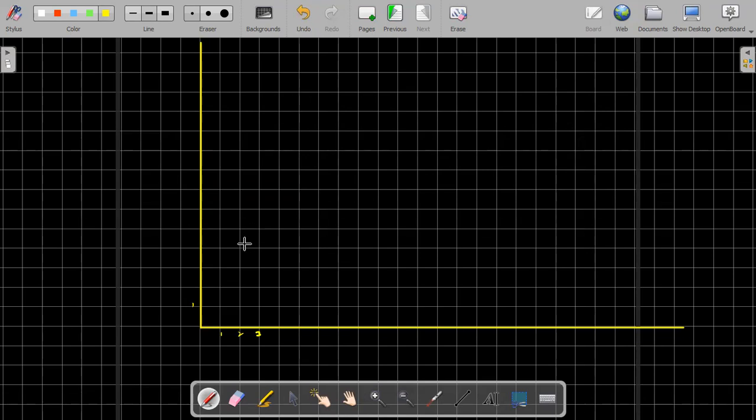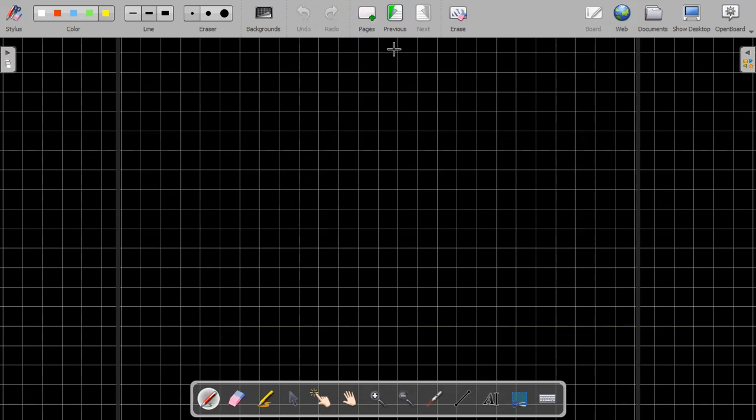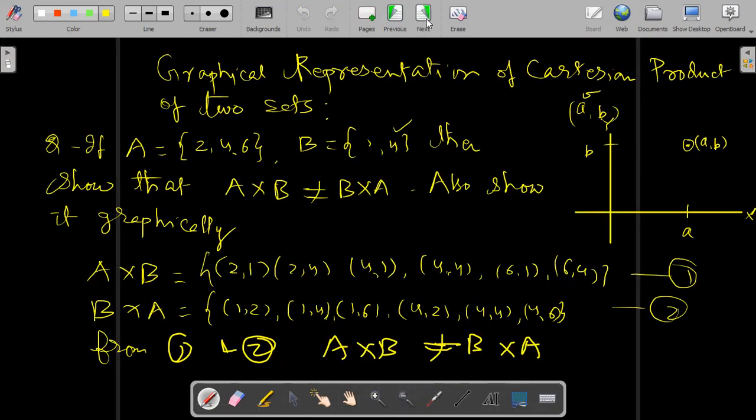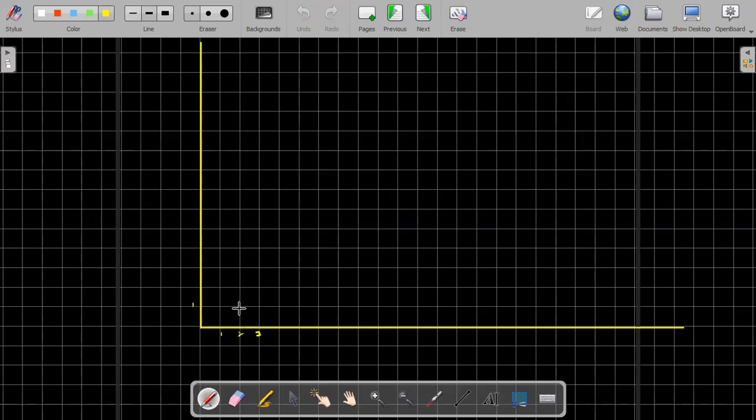So we have the points of A cross B. (2,1) is this one. So you put the point and write (2,1) like this. Then (2,4): 1, 2, 3, 4, 4 will come here. So this will be (2,4). Like this, you have to draw the graph and show that from the graph they are different points.